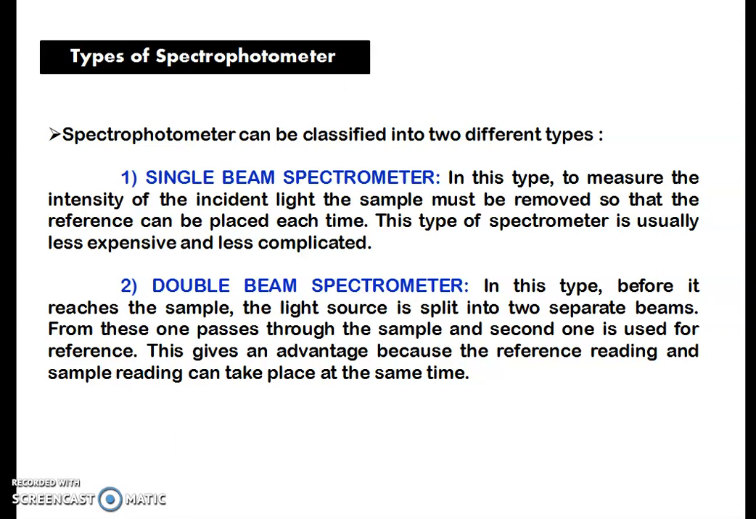Then coming to the different types of spectrophotometer, mainly there are two types: single beam spectrophotometer and double beam spectrophotometer. The single beam spectrophotometer is used to measure the intensity of incident light. The sample must be removed so that the reference can be placed each time. This type of spectrophotometer is usually less expensive and less complicated.